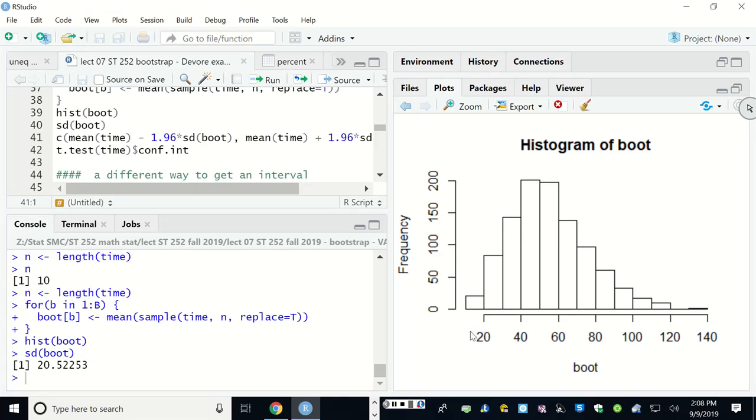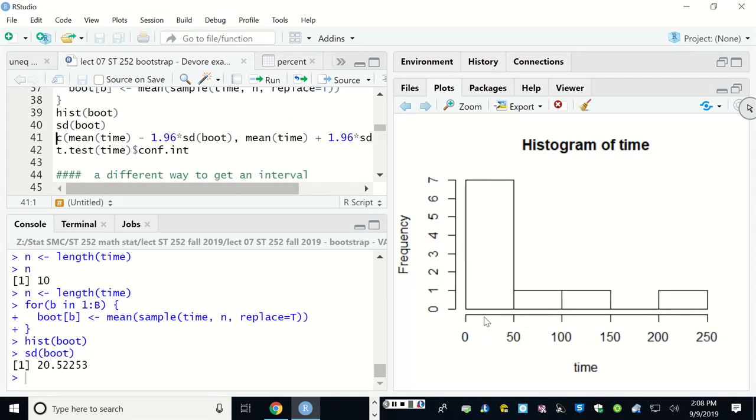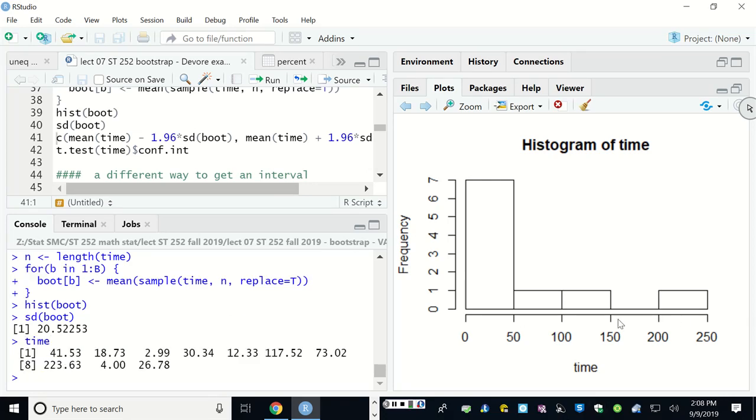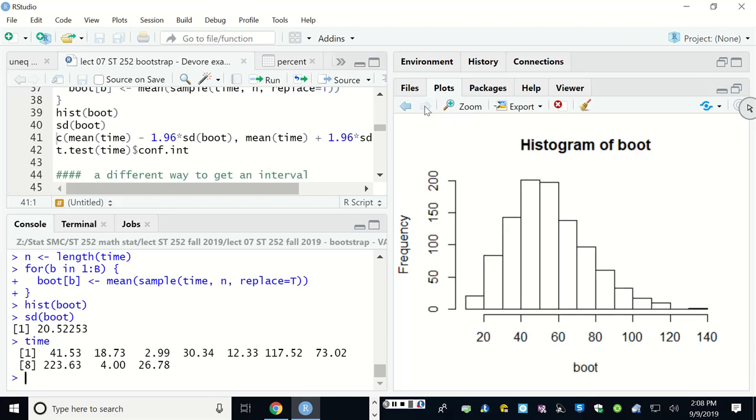So on a wider scale, 20 to 140. The original waiting times, 0 to 250. So our data, what we really measure, the times, have that great variability and skewness. The averages from our pseudo population are more symmetric, not totally because of the tail up there, and they're narrower because of that. The standard deviation of the bootstraps is about 20, right? So 20, 40, 60, 80, 100. So about 5 standard deviations covering a lot of the averages there.